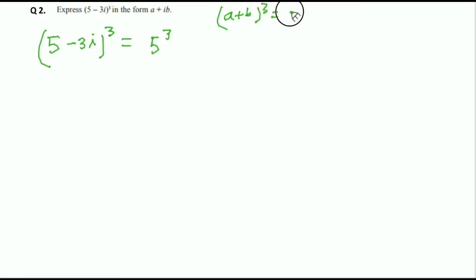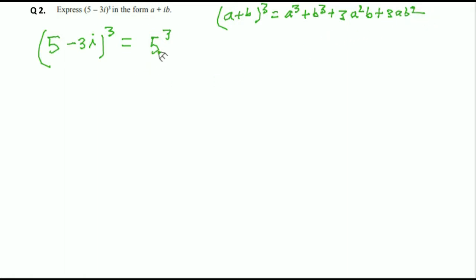Question number 2. Express 5 minus 3 iota whole cube in the form of a plus ib. As you know, a minus b to the power cube, how to expand this? So let's expand this first. Here I am going to write the formula. Suppose you have a plus b to the power cube, the formula is a to the power cube plus b to the power cube plus 3a square b plus 3a b square.